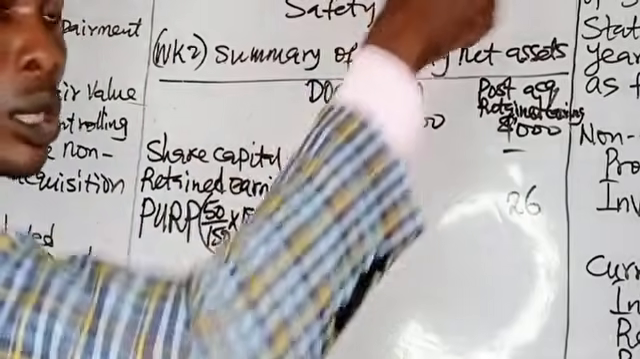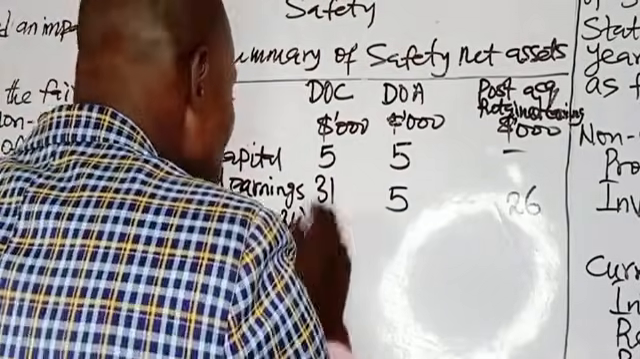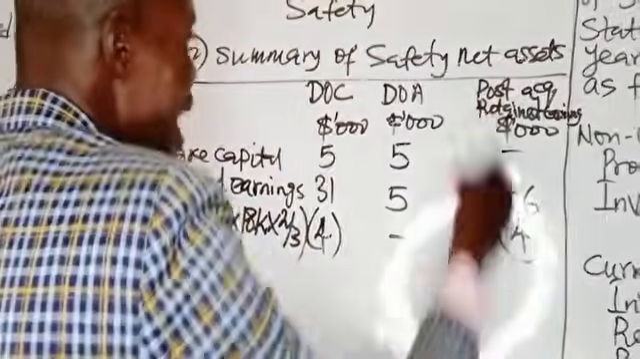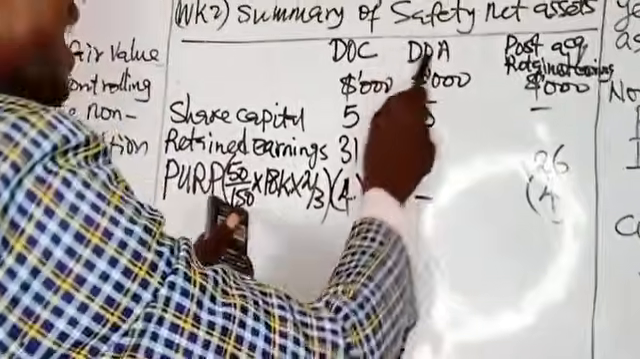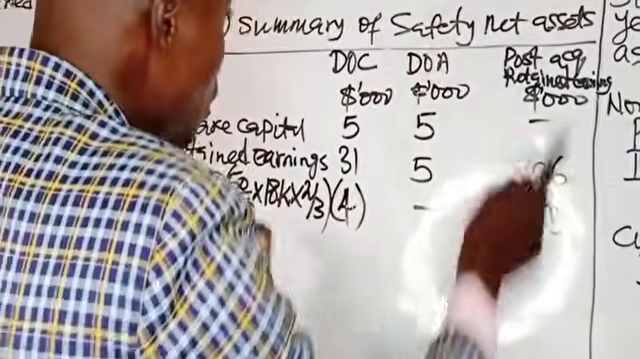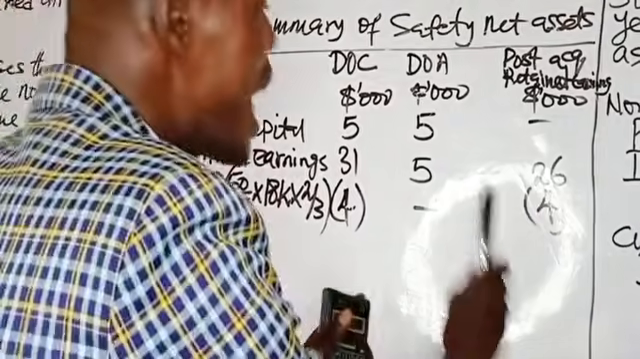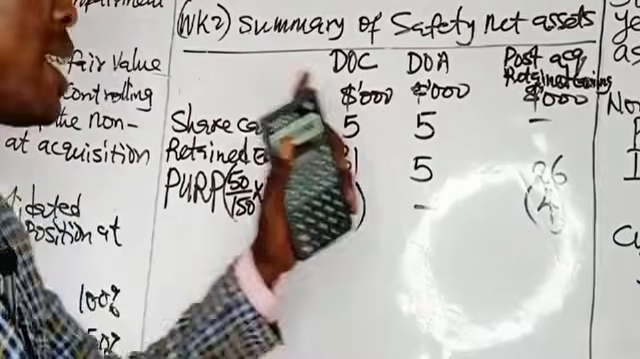Just deduct it from the consolidated retained earnings. Please bear this in mind. Then we are deducting it from the retained earnings of the subsidiary because the subsidiary is the seller. That means Safety is the subsidiary. Safety is the seller. That is why we are deducting the unrealized profit from the retained earnings of Safety. Please take note of that.